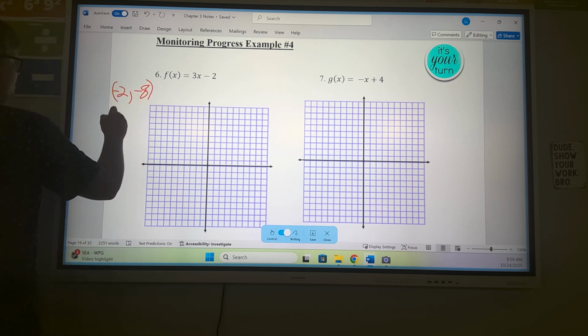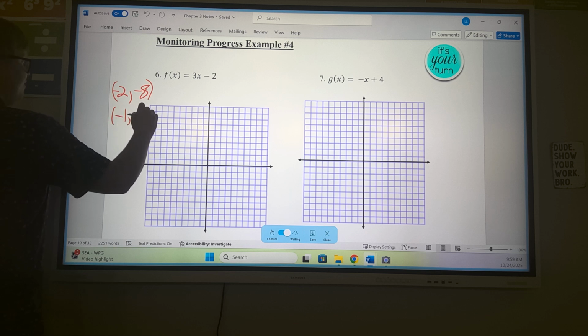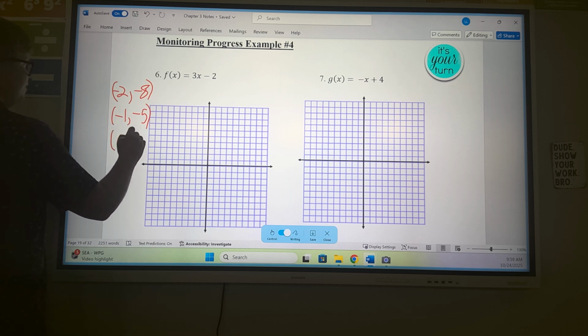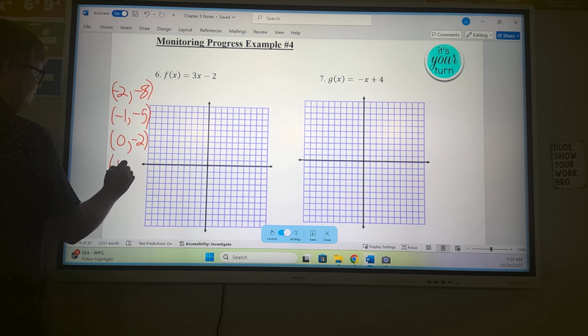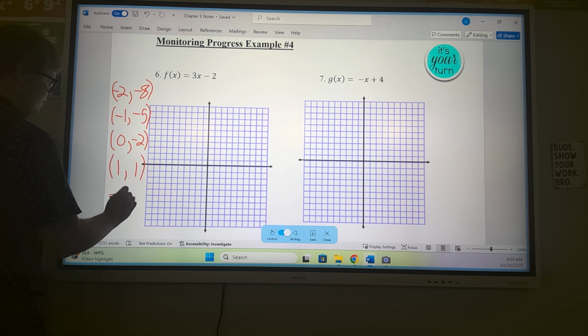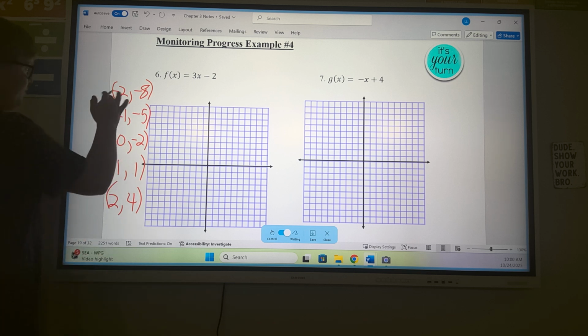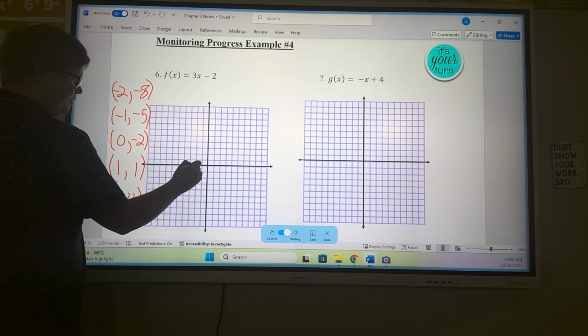Your second point should have been -1, -5. And at that point, you should have known they went up by 3 every time. So you should have had 0, -2. You should have had 1, 1, and 2, 4. So when we graph those points, all you have to do is start with your top one, -2, all the way down to -8.